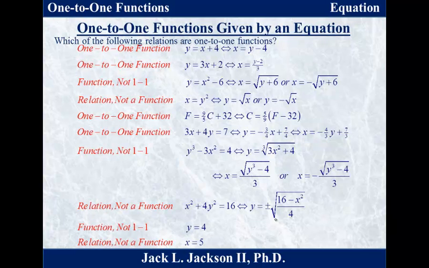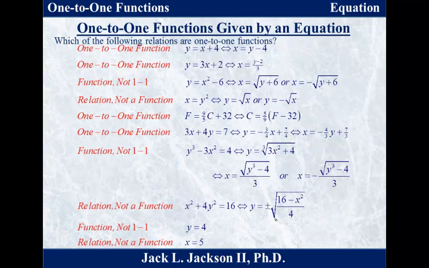So y equals 3x plus 2 is already solved for y, so that's clearly a function, but we can also solve for x by subtracting 2 and dividing by 3. That is, subtracting 2 from both sides of the equation and dividing both sides by 3, and we find that x is the quantity y minus 2, divided by 3. And so that is solving for x in a single equation, and we could solve for y in a single equation, so that is a one-to-one function.